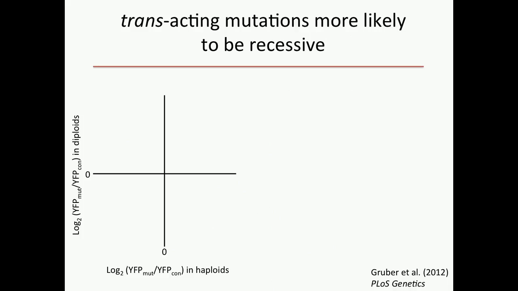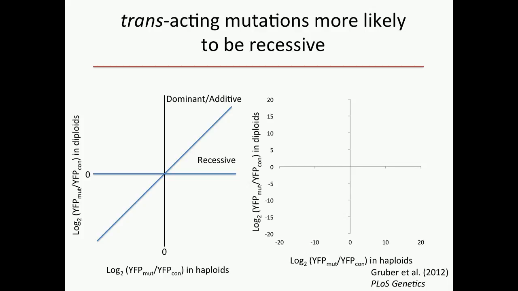Another way that we found cis and trans-acting mutations to have different effects is in their dominance. So we isolated all these mutations in haploid cells because we didn't want to miss recessive mutations. And then we tested their effects in diploid cells. If we compare the effect in haploid and diploid cells and find that a mutation has the same effect, we would consider that additive or dominant, not recessive. If, however, a mutation has an effect on a haploid cell but not in a diploid cell, we would classify that as recessive.